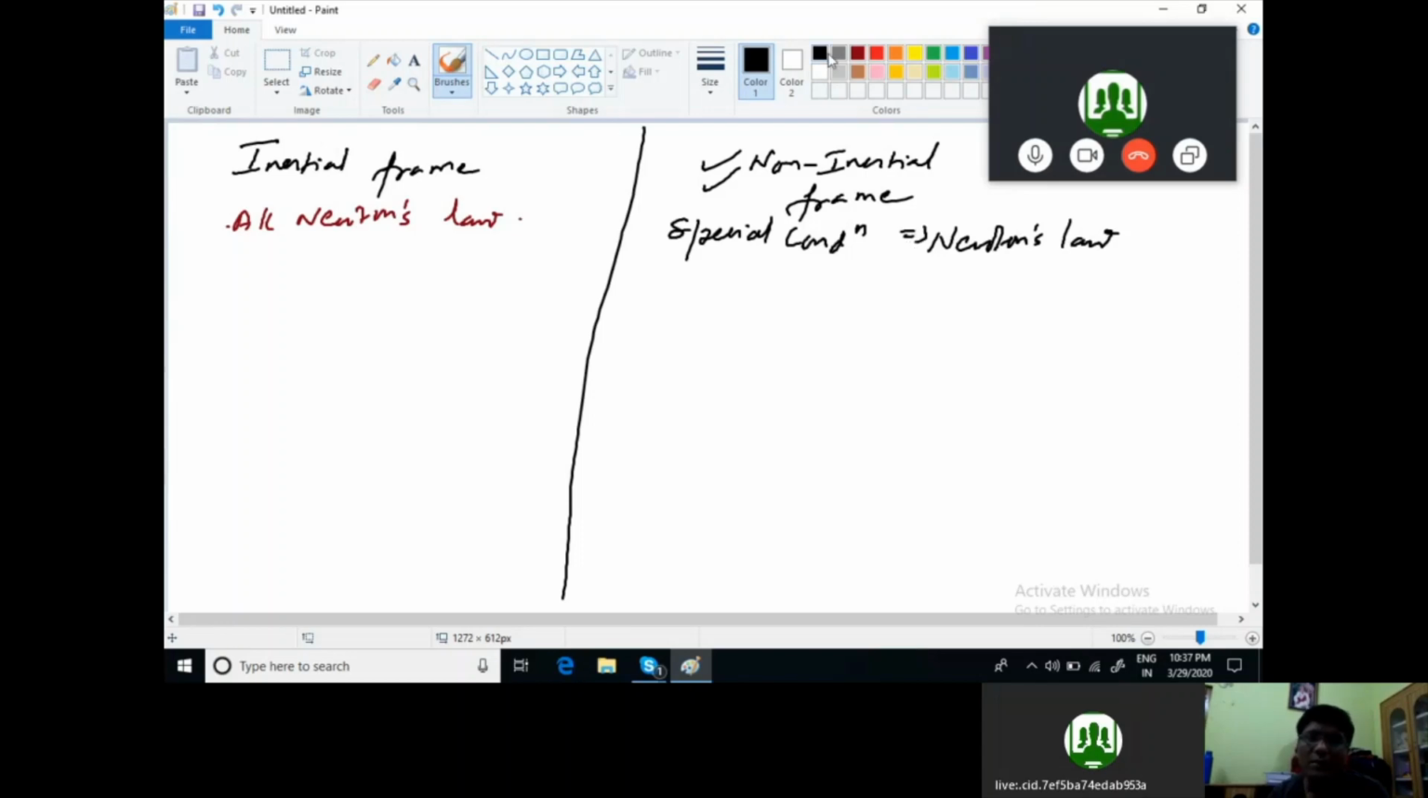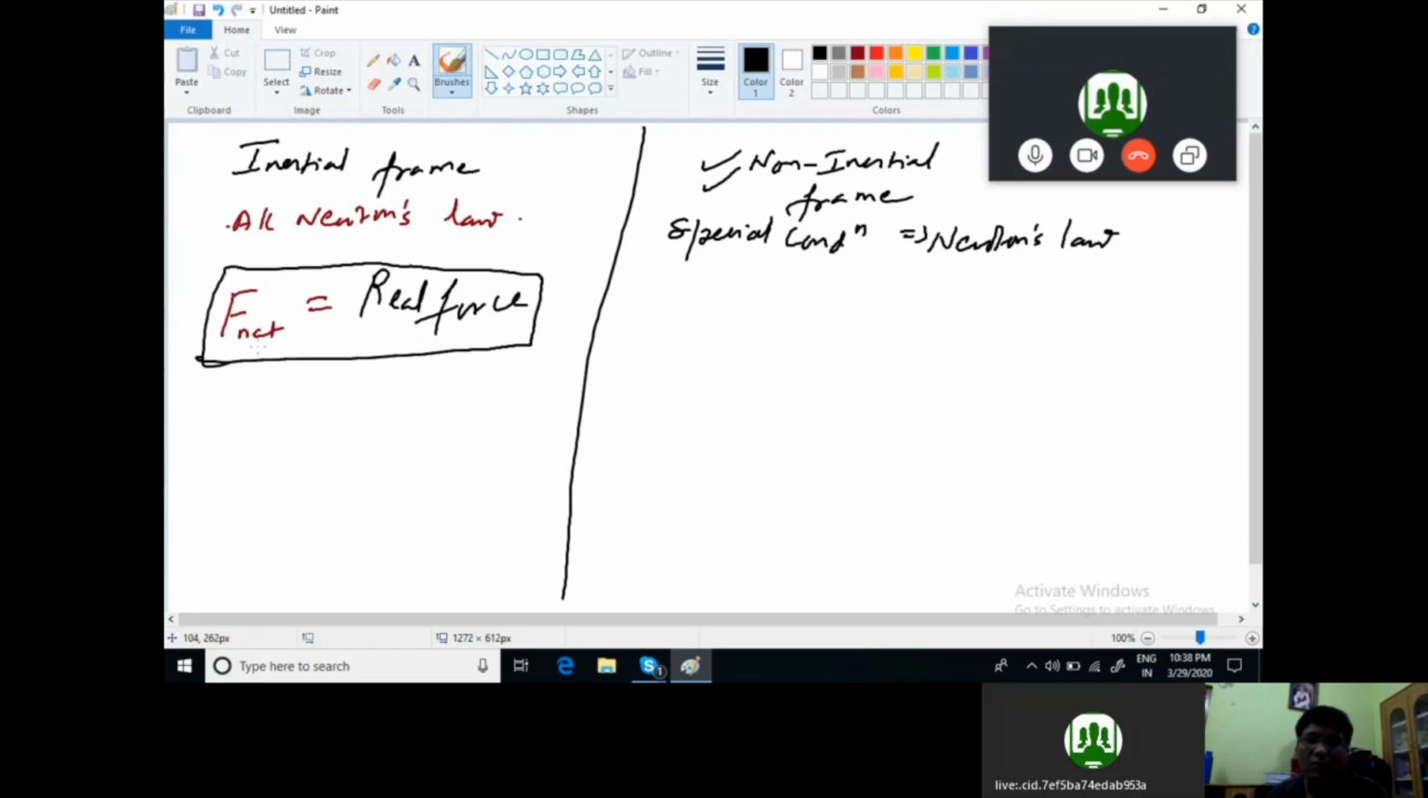So what is the special condition? What equation do we have to apply? See, in the inertial frame, the net force on any body will be equal to the real force only. That means you have to calculate all the real forces, apply Newton's law, and you can get the answer. Now, in case of the non-inertial frame, the net force will be equal to the real force plus one more force added to it. That force is known as the pseudo force.